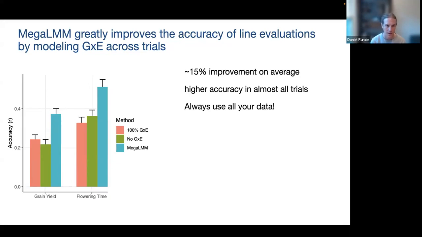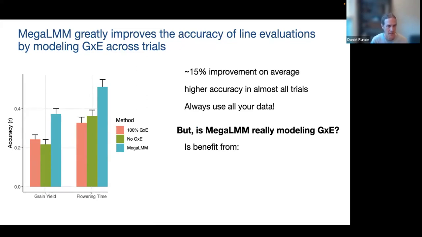So I think MegaLMM shows a lot of promise. But is MegaLMM really modeling G by E successfully? So I want to look more closely at these results and ask this question. I'm going to look at two criteria, which I think are important. We see that MegaLMM has much higher accuracy than these two reference models. But is this benefit really from its ability to make predictions accurately in each of the specific trials? Or is it just better at making a global prediction?